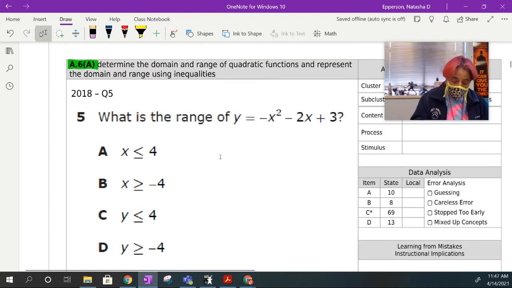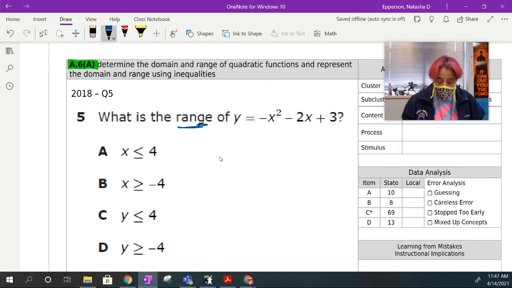Number 5 from 2018, same thing. We're determining the range. We got to do a little extra work on this one.